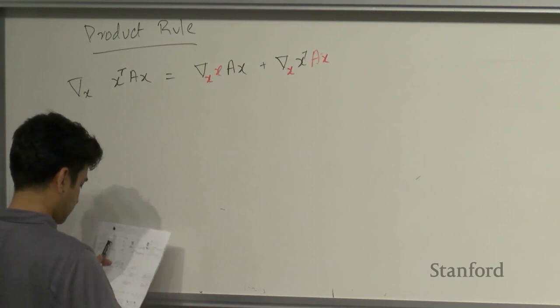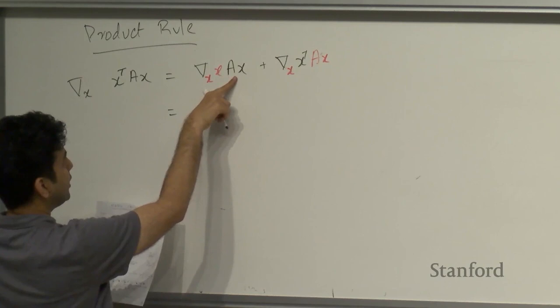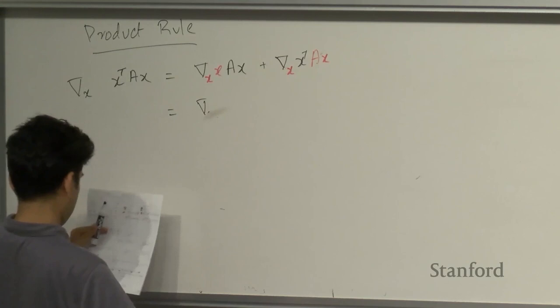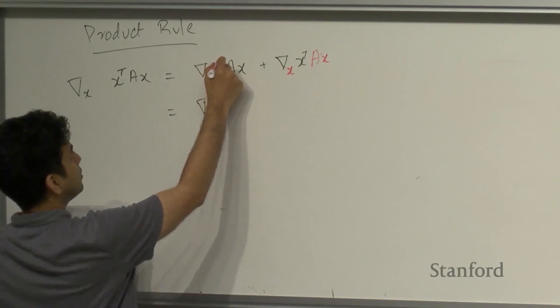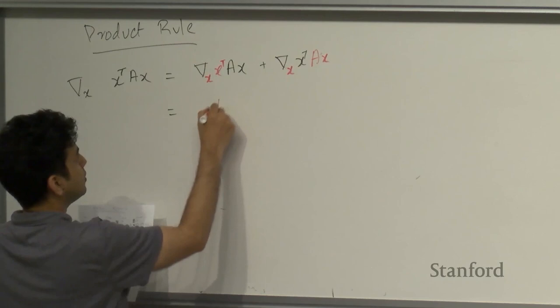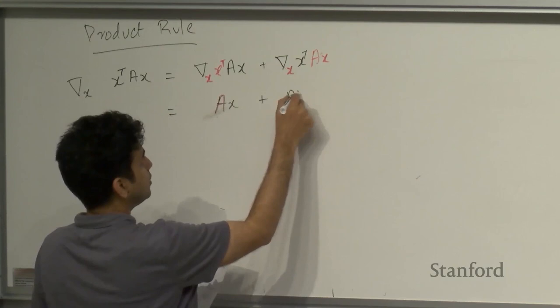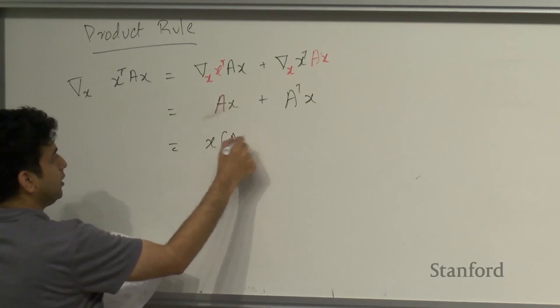And this is going to come out to be, so here the gradient is, you can think of this as gradient of x with the other held fixed. So this is going to be just Ax, plus x transpose A, and this is going to be A transpose x. Right? So this is going to be x times A plus A transpose, and if A is symmetric, this is going to be just 2Ax.